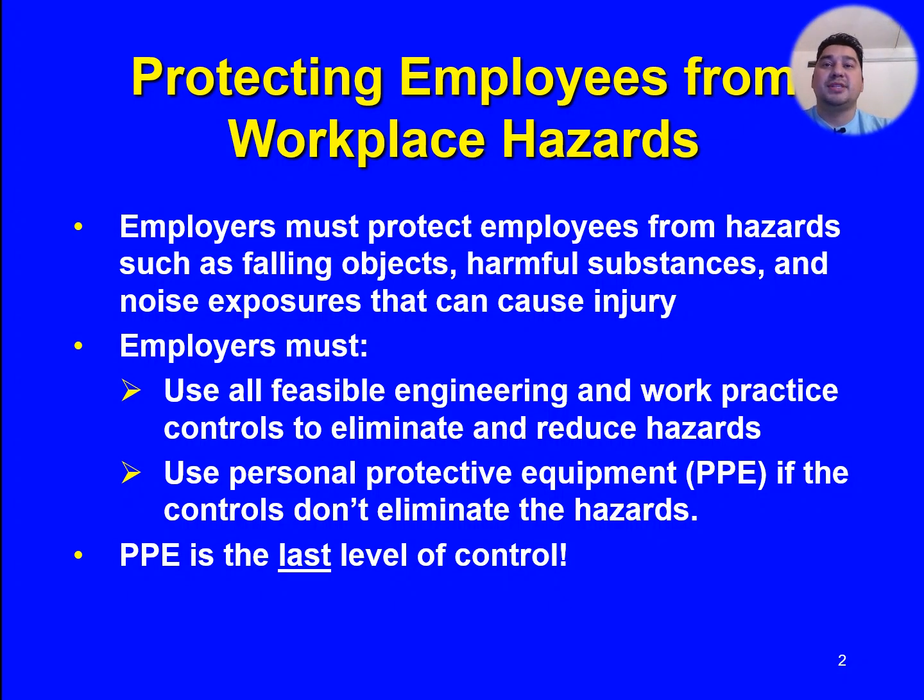Employers must use all feasible engineering and work practice controls to eliminate and reduce hazards. Before they provide any PPE to any employee, they first have to use engineering and work practice controls and other control measures to eliminate or reduce the hazards. After that, if there is still a certain risk or the hazard is still available with the task, the area, or the environment, they need to provide the PPE. That is the last resort that we have to use as a control measure.